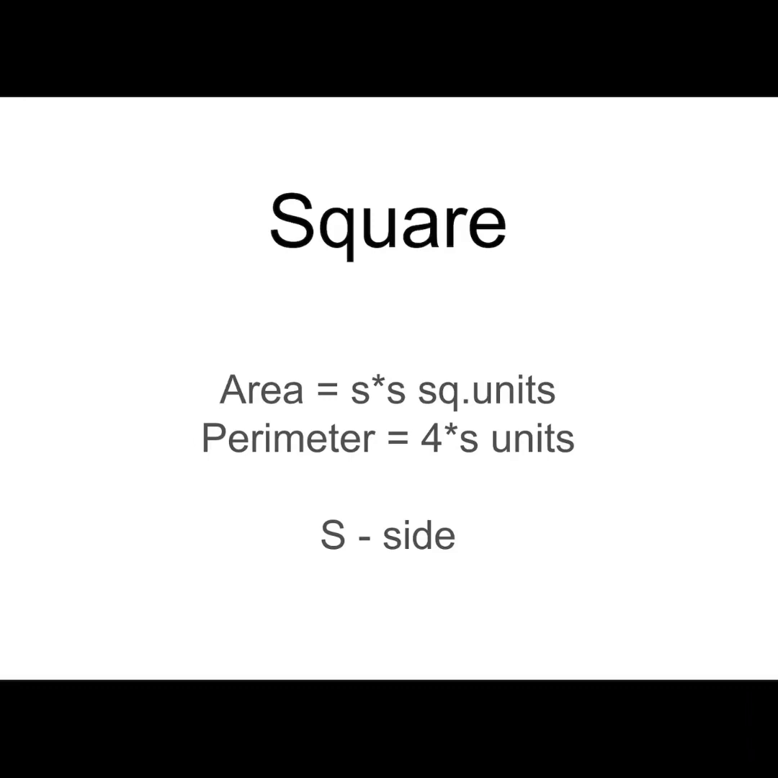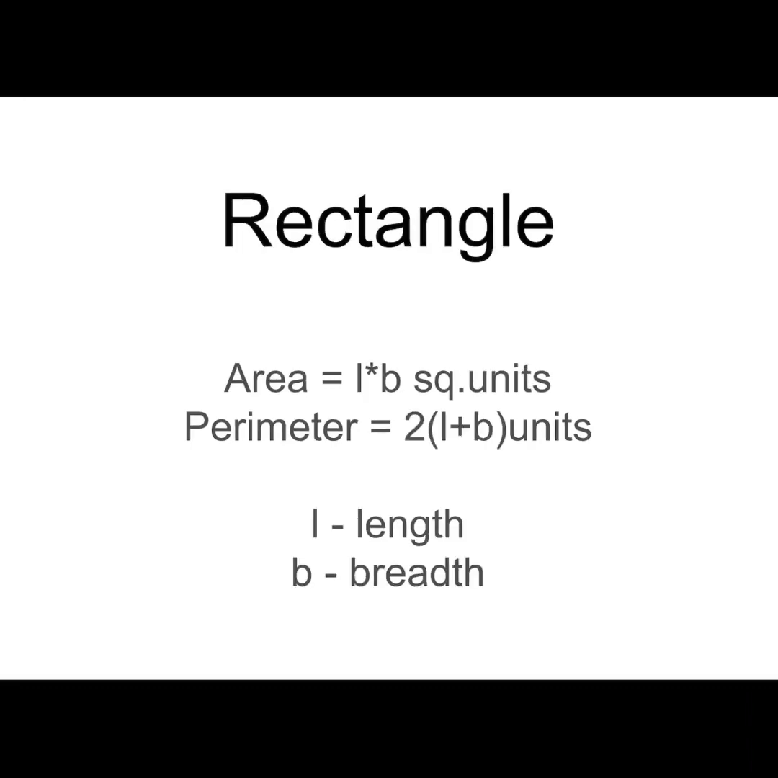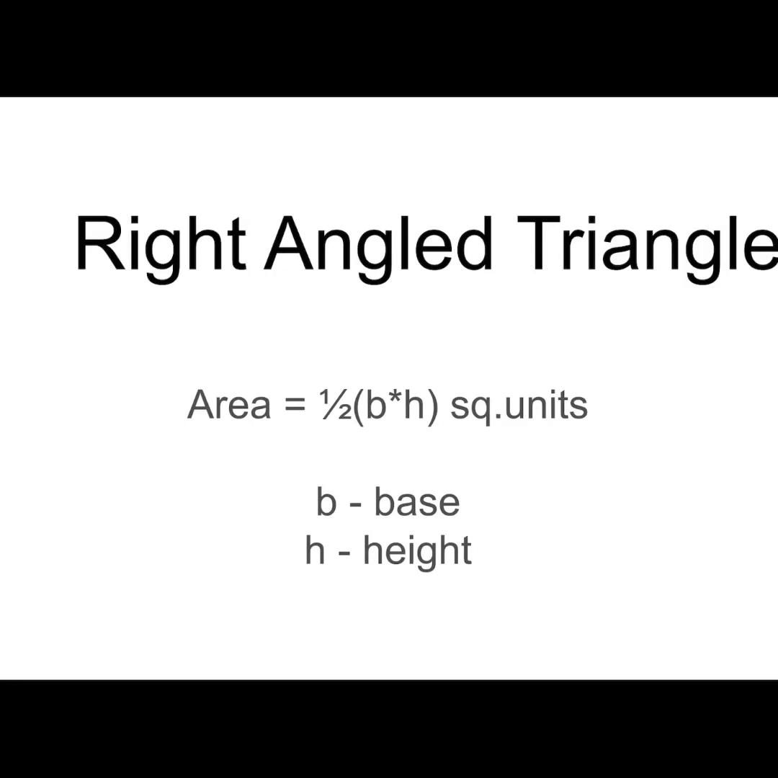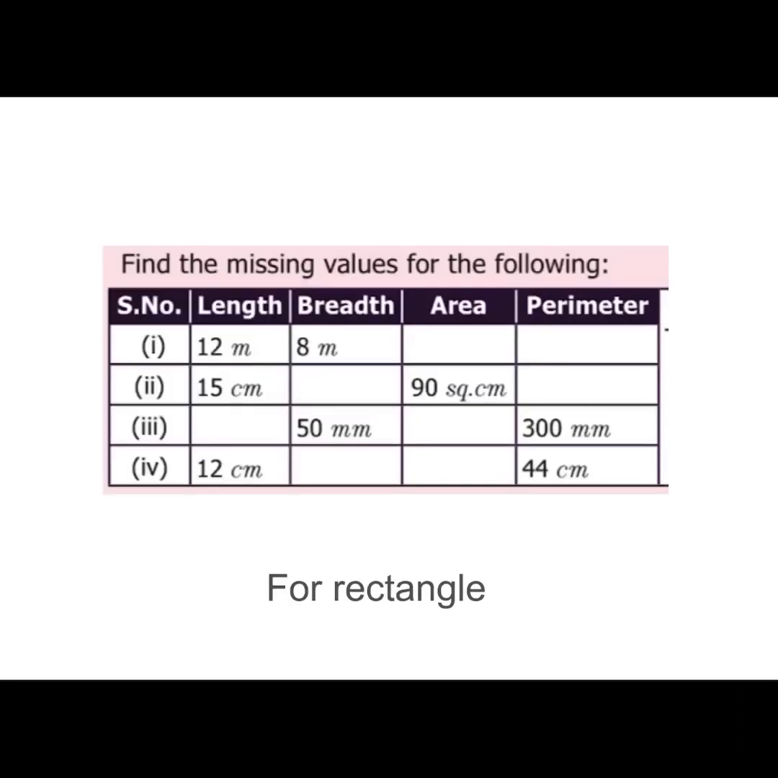Just to recall, here I am giving the formulas of area and perimeter. Area of a square is equal to s into s, that means side into side, and perimeter of a square is equal to 4 into side. Area of a rectangle is equal to length into breadth, and perimeter of a rectangle is equal to 2 into (L plus B). For a right angle triangle, the area is equal to half BH square units, where B is the base of the triangle and H is the height of the triangle.